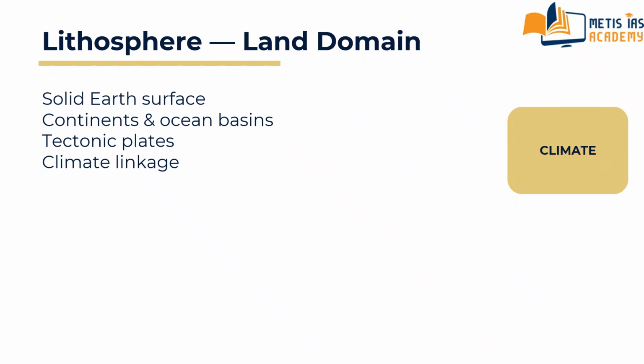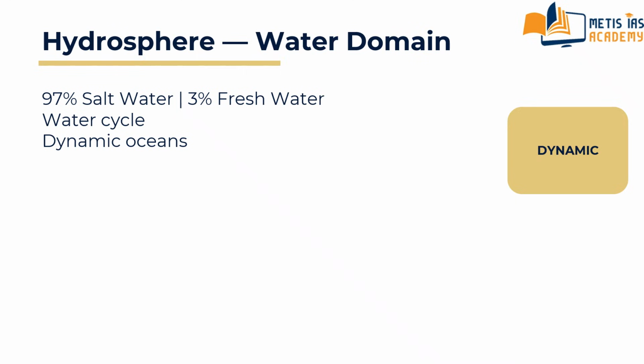UPSC sometimes connects this with continental crust and oceanic crust. Continental crust is thicker and lighter, while oceanic crust is thinner and denser. This is where human settlements develop.